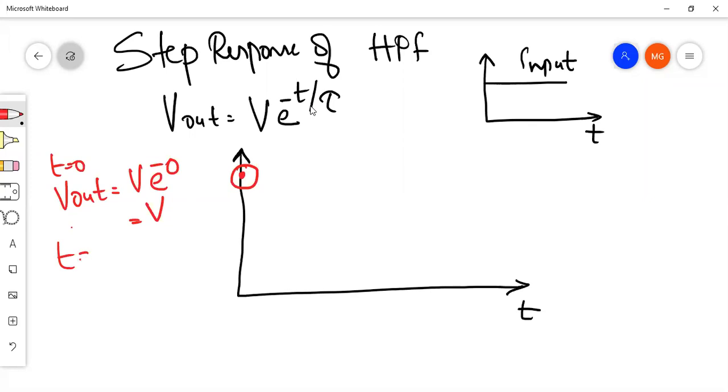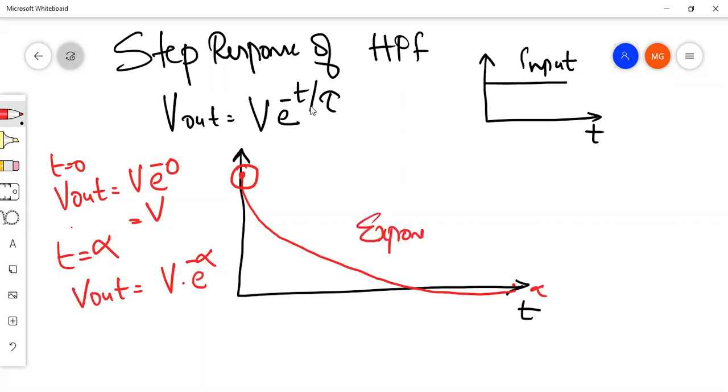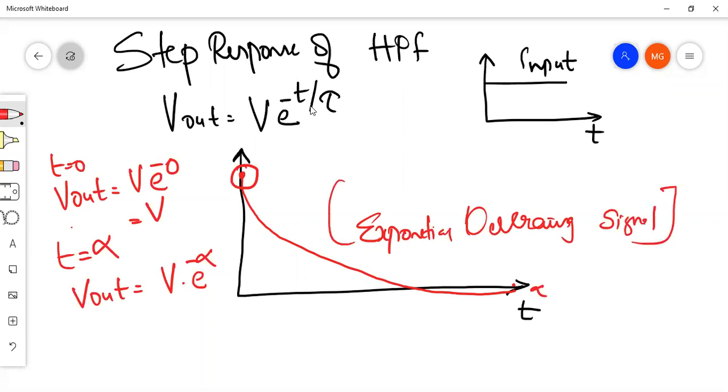Next, what happens at t equal to infinity? V output will be equal to capital V into E raised to minus infinity. What is E raised to minus infinity? 0. So draw it: at infinity the output is 0. That is called an exponentially decreasing signal. So that is the response of a high pass filter if you give a step as input.